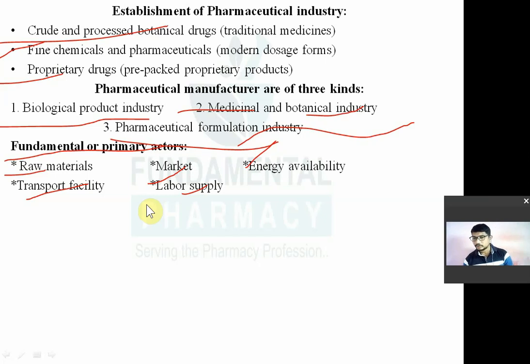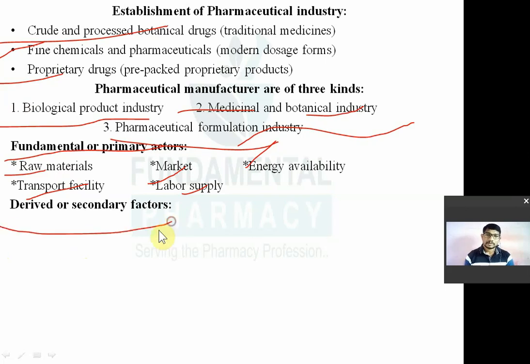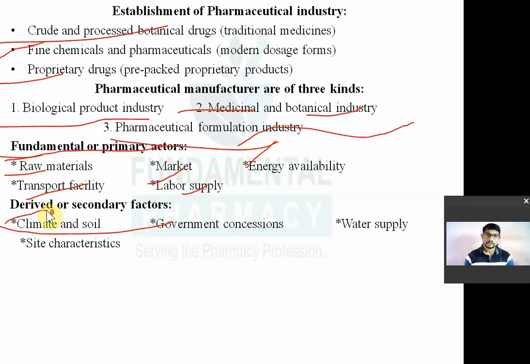Okay, now we'll see what are the derived factors or the secondary factors. These are very important. First you have to take these factors into consideration. Now second, derived or secondary factors. What are these? First one is climate and soil. If you want to set up a formulation industry, climate and soil doesn't matter.